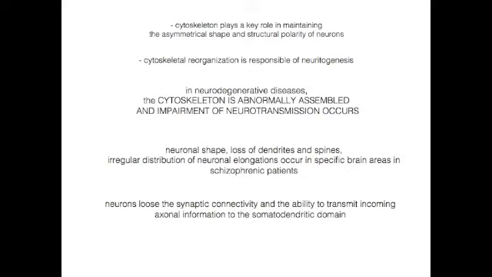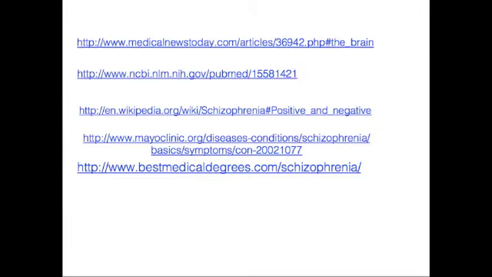Neurodegenerative diseases and psychiatric illnesses are associated with cytoskeletal alterations in neurons that, in turn, lose synaptic connectivity and the ability to transmit incoming axonal information to the somatodendritic domain. The neuronal cytoskeleton is disrupted in neurodegenerative and some psychiatric diseases.